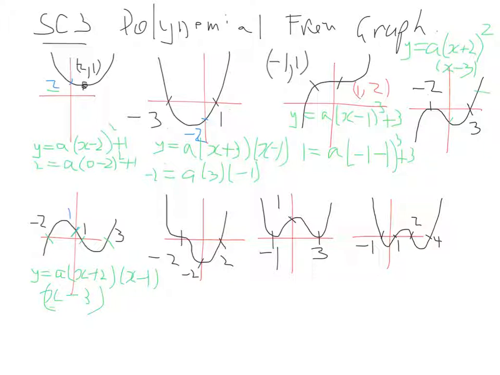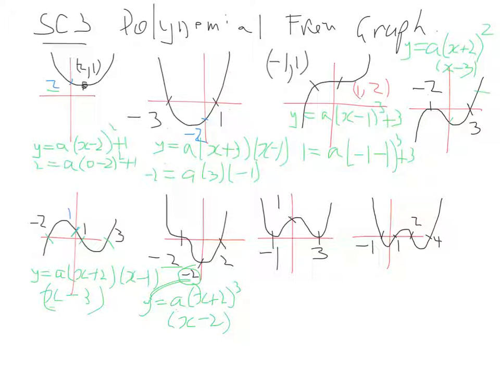So we're going to say y equals a. Remember, we always have an a. And we'll have this point, x plus 2 cubed times x minus 2. And then to solve for a, we substitute 0 and -2, so 0 into here, -2 into here, and then we use that to solve for a.